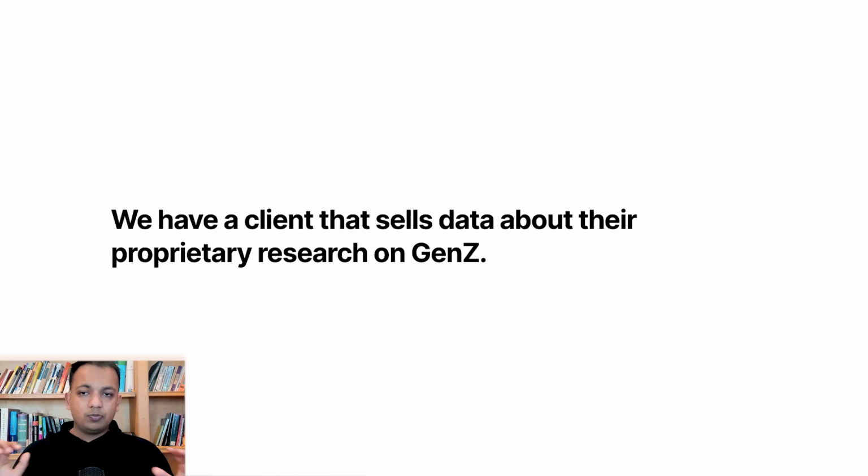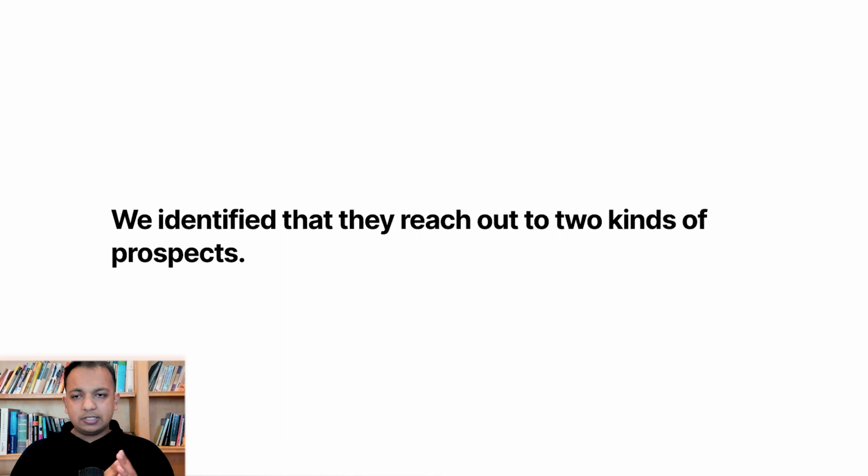So we have a client that sells data about their proprietary research on Gen Z. Great client, huge company. They sell to mostly enterprise clients, and their offer is really, really good. So we identified that they reach out to two kinds of prospects, which are their main ICPs.